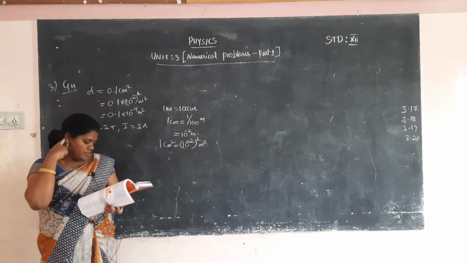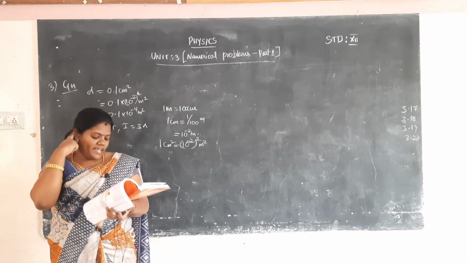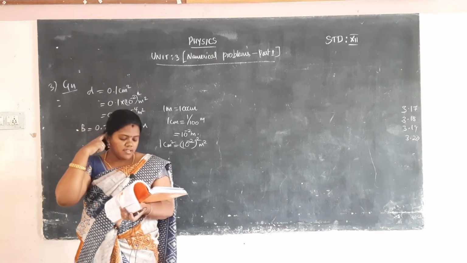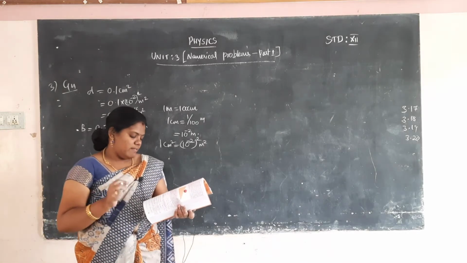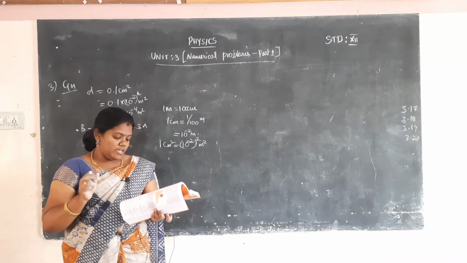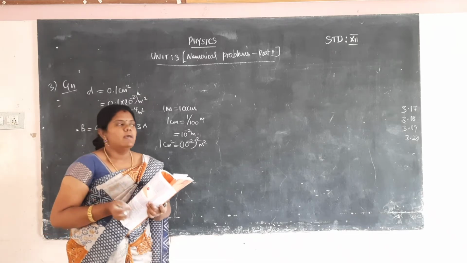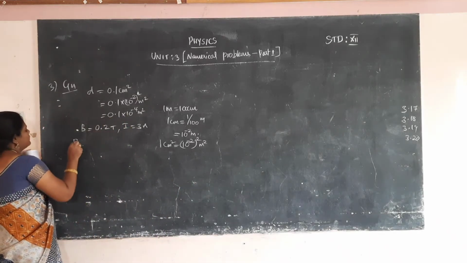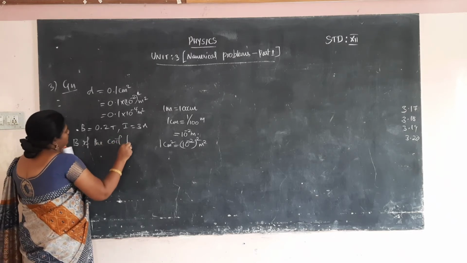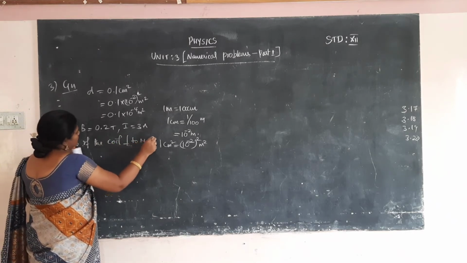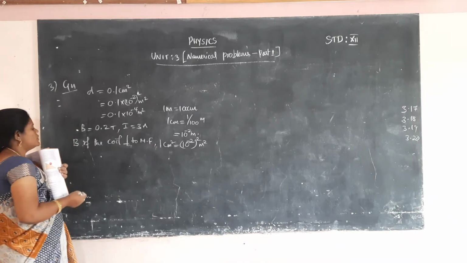The question is taking a circular coil. The coil is kept in a uniform magnetic field. The magnetic induction value is given, the area of the coil is given, and the current value is given. Another condition is given: the plane of the coil is perpendicular to the magnetic field. So now we want to calculate.